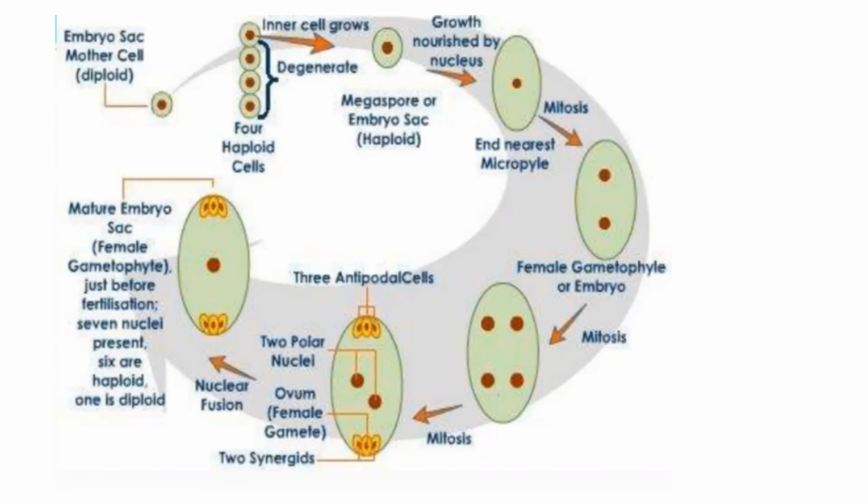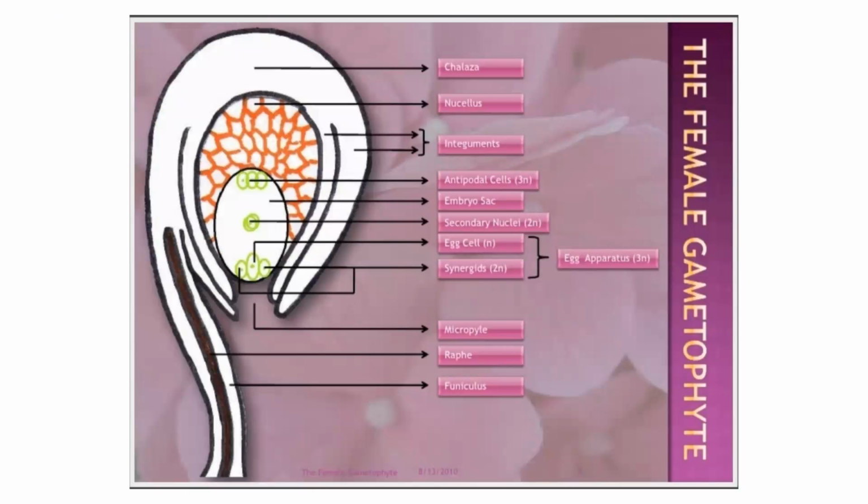In crassinucellate ovules, the archesporial cells undergo periclinal division and form an outer parietal cell and an inner sporogenous tissue. Now the parts of the female gametophyte: chalaza, nucellus, integument, antipodal cells, embryo sac, secondary nucleus in the 2n state, egg cell and synergids. The egg cell and synergids form the egg apparatus, and the triple fusion gives the 3n state. This is the micropyle, this is the raphe, and this is the funiculus. These are all parts of the ovule.